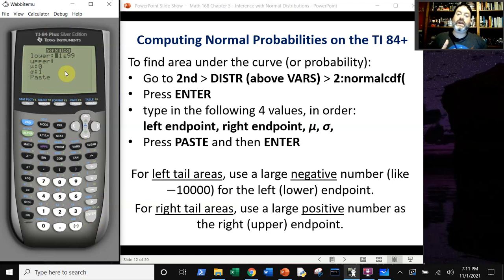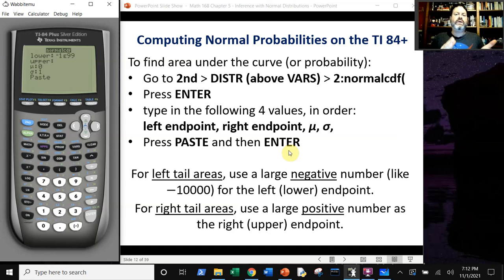If you have a TI-83 or 85, it takes you to a different screen, but the directions are still the same. Type in the following 4 values in order. You can see lower, upper, that's what I call the left and right endpoint, then mu and sigma. So you're just going to type those 4 things in order. We'll fill this in when we get to the examples. Then you press paste and enter, and it'll go. If you have a TI-83 or TI-85, you don't press paste. It just does it automatically.